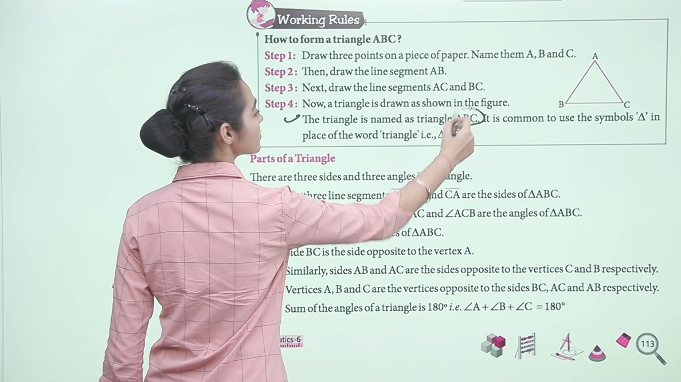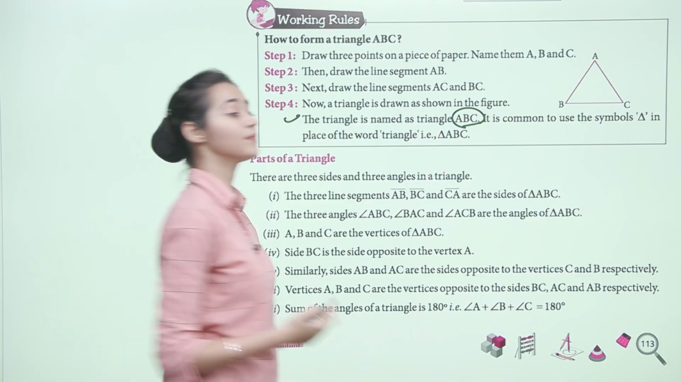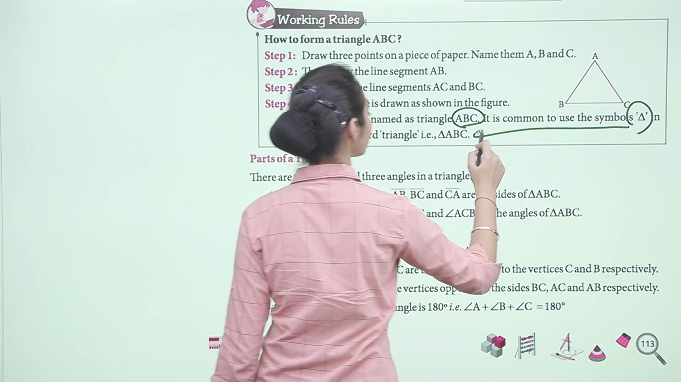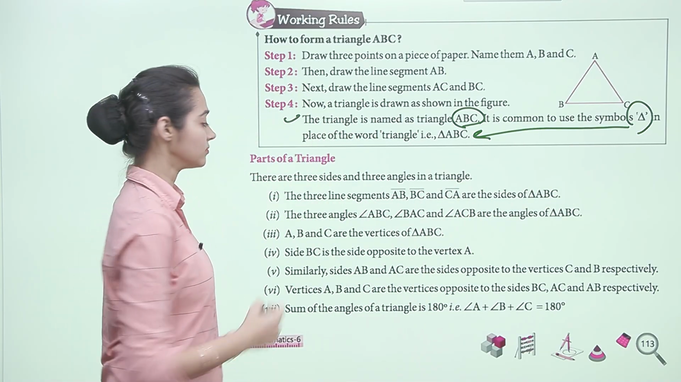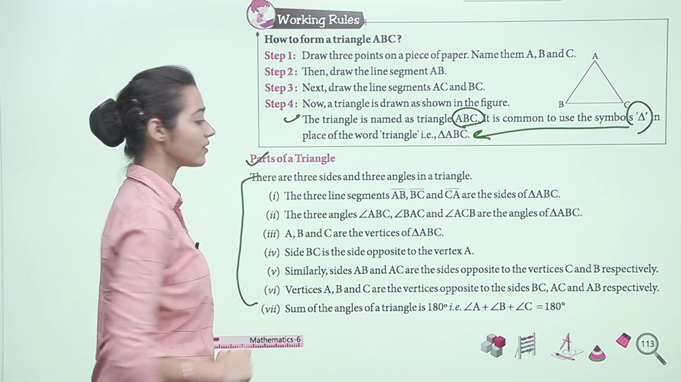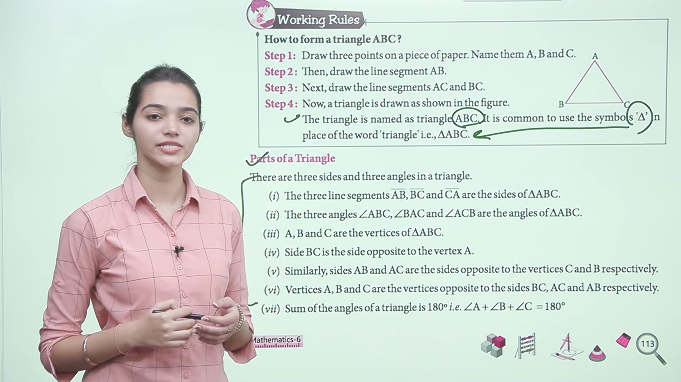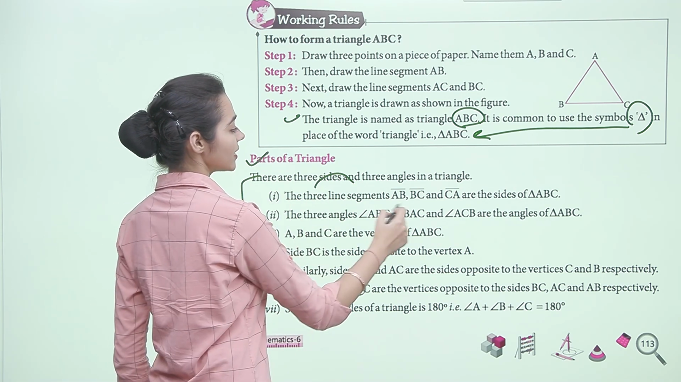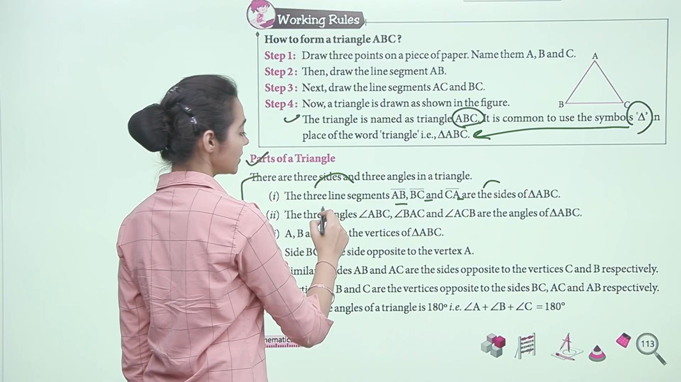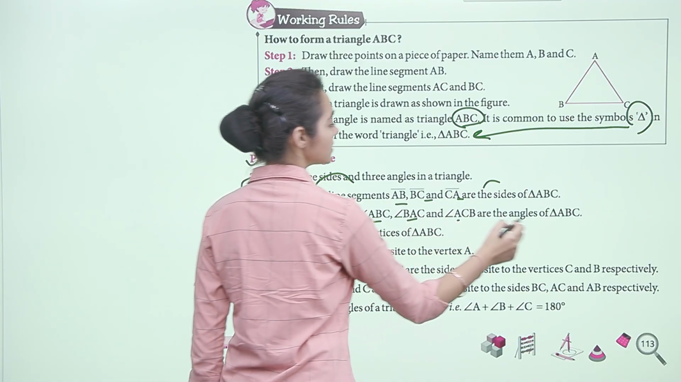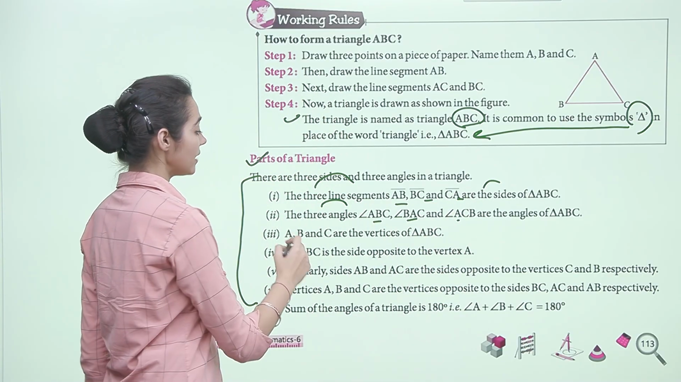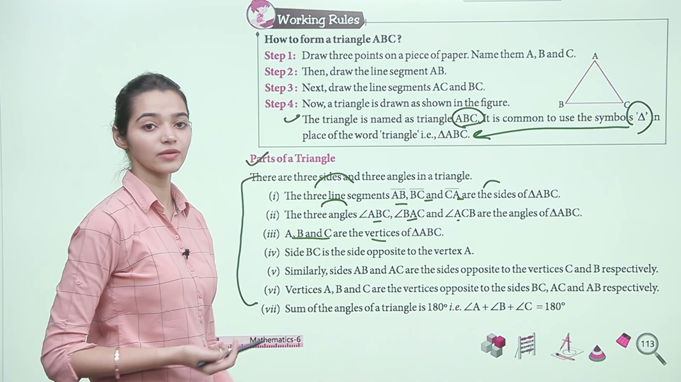Now the triangle is named as triangle ABC, and this symbol is used to represent triangles. Here are our parts of a triangle. A triangle has 3 sides and 3 angles. 3 line segments are AB, BC, CA, and 3 angles are angle B, angle A and angle C of triangle ABC. A, B and C are vertices of triangle ABC.